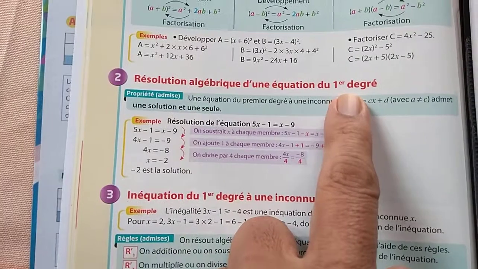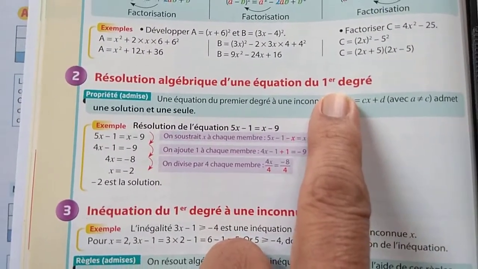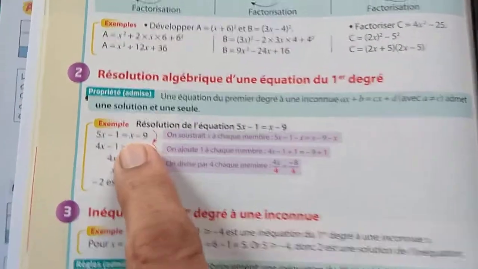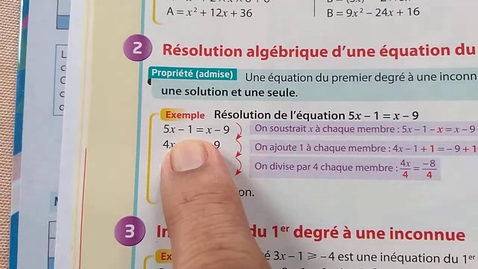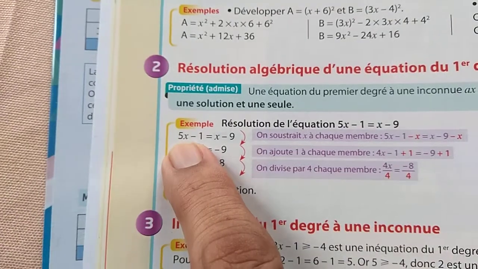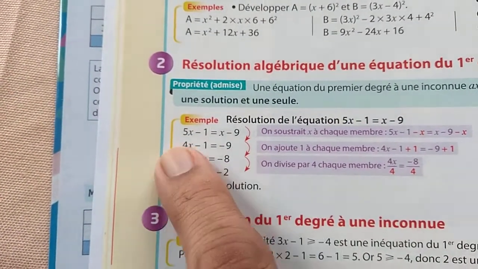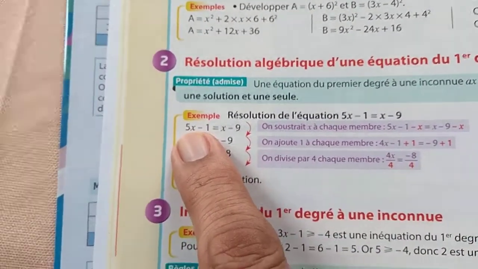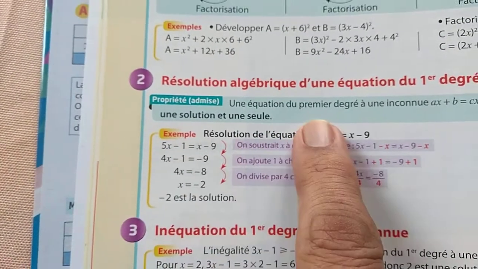What does premier degré mean? In English, it's first degree. It means that if you have an equation like this here, 5x minus 1 is equal to x minus 9, it's called first degree because it is only x to the power 1 here. No x square, no x cube. So it's called a first degree equation.